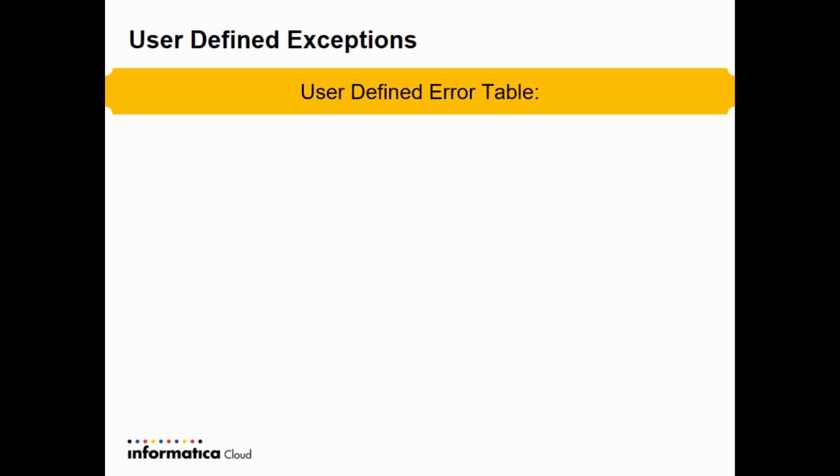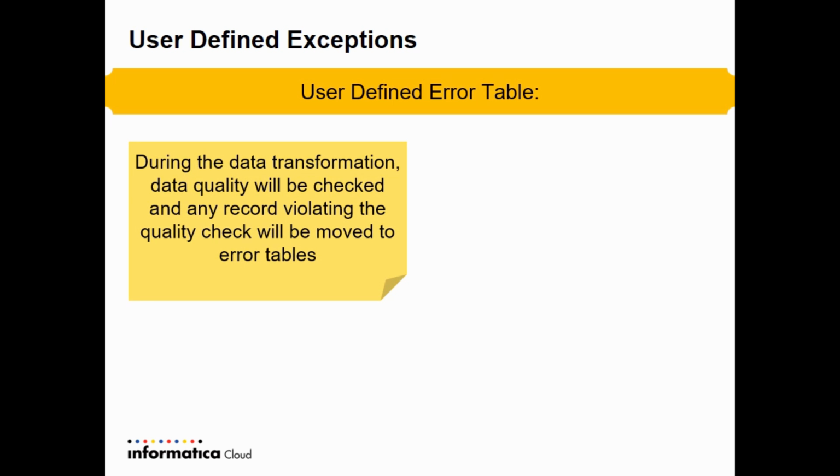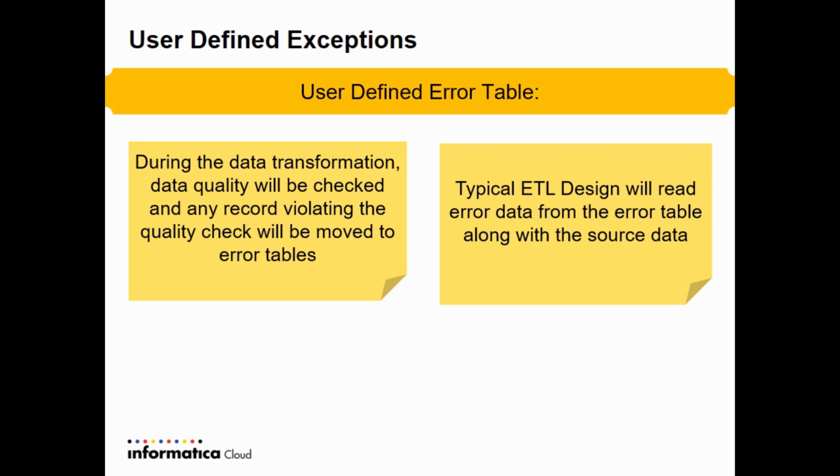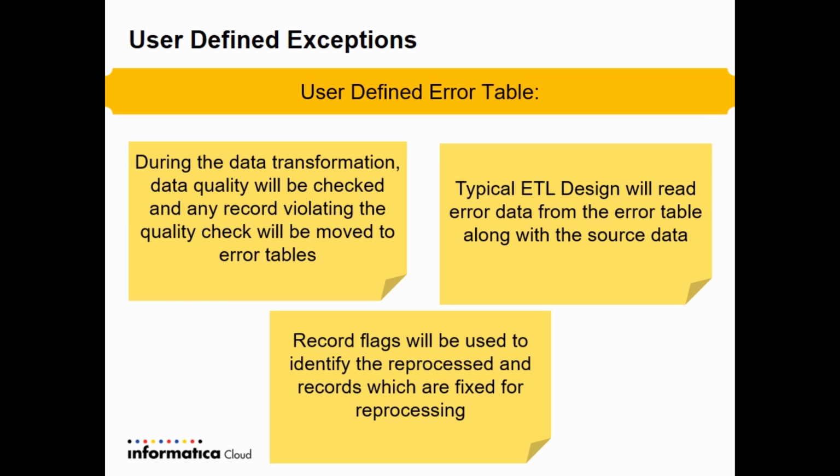You can configure your session properties so that during data transformation, data quality will be checked and any record violating the quality check will be moved to error tables. A typical ETL design will read error data from the error table along with the source data. Record flags will be used to identify the reprocessed records and the records which are identified for reprocessing.